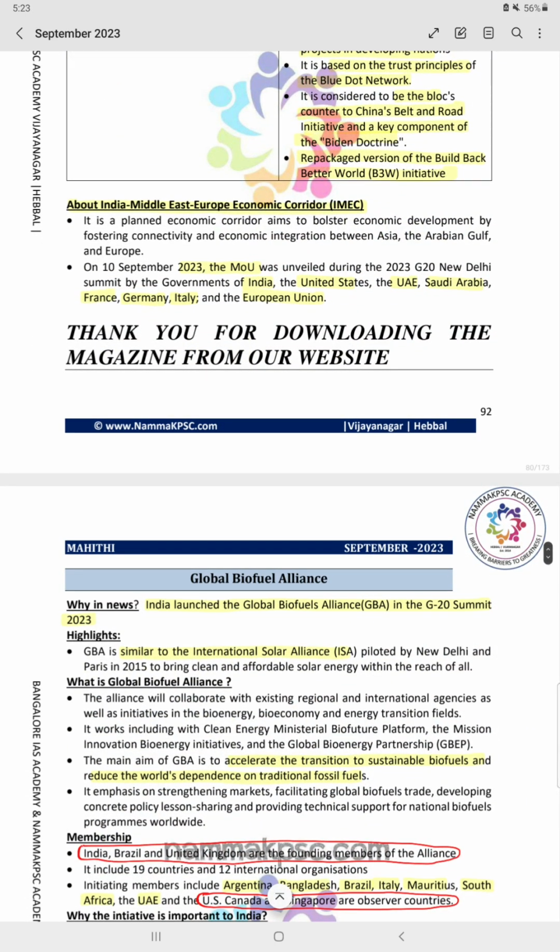Then we have the India Middle East Europe Economic Corridor, IMEC. This was founded in the year 2023. And who are the major players in it? From India, India will be there. From the Middle East, we have Saudi Arabia and UAE. And from Europe, we will have GFI, that is Germany, France, Italy, and the European Union. And the USA will be there.